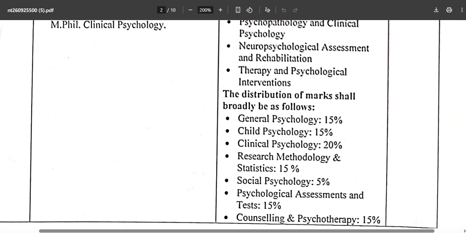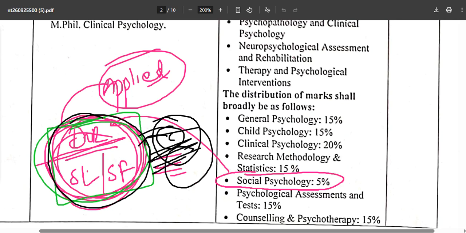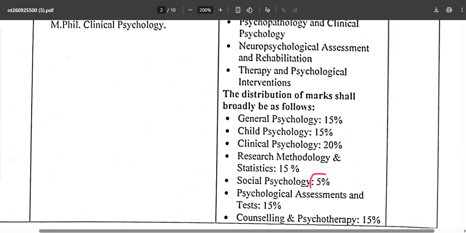Okay, you don't need to read each and every single social psychology concept for these odd 5 marks. But you have to be very accurate with all these topics, and for that the C book will suffice. If you have done social psychology from the C book, done the CC series questions for social psychology, that will be enough for the upcoming Mphil, because they have allocated only 5%.